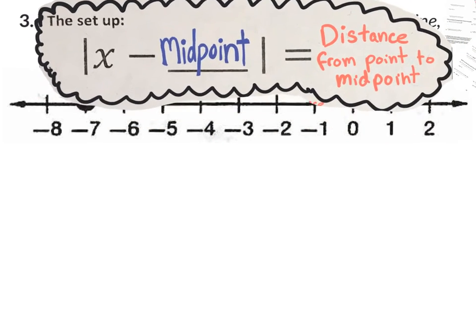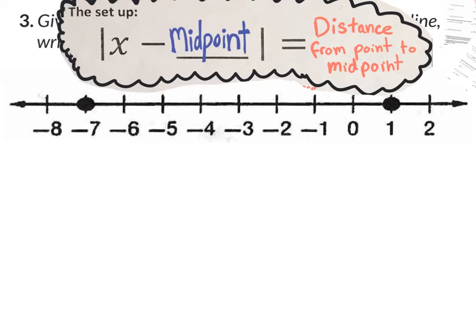The setup is absolute value of x minus a certain number, and that certain number is going to be your midpoint, equals another number, and that number is the distance from the point to the midpoint. You have to have this memorized. There's no way around it. Okay? So let's set it up.